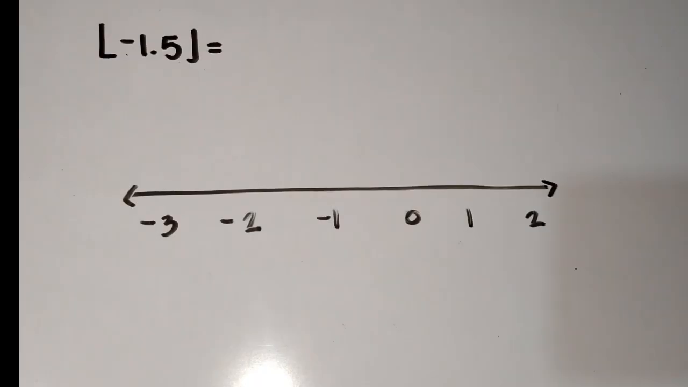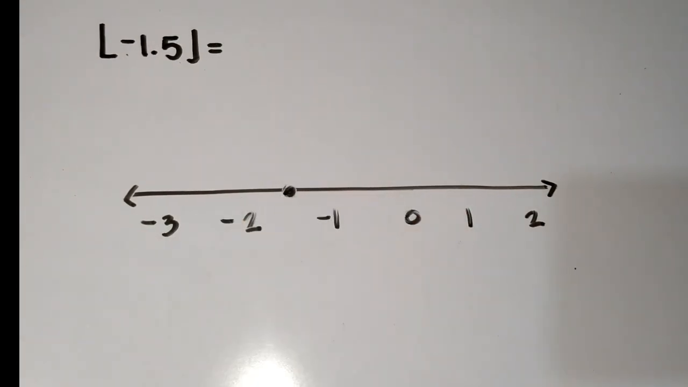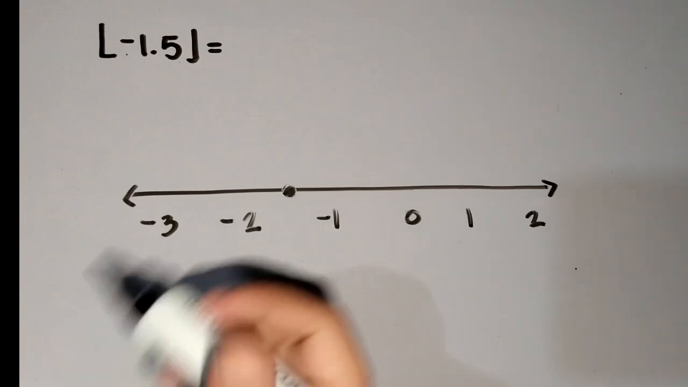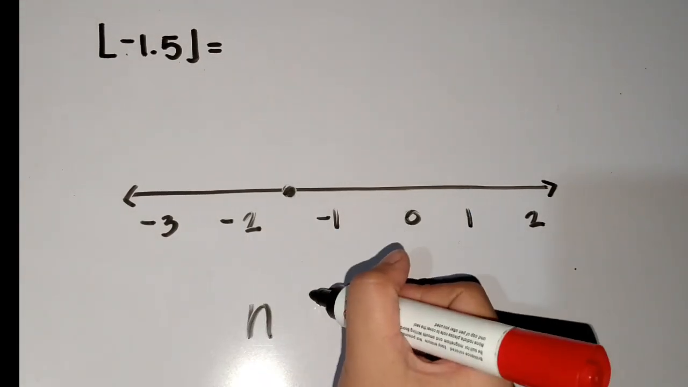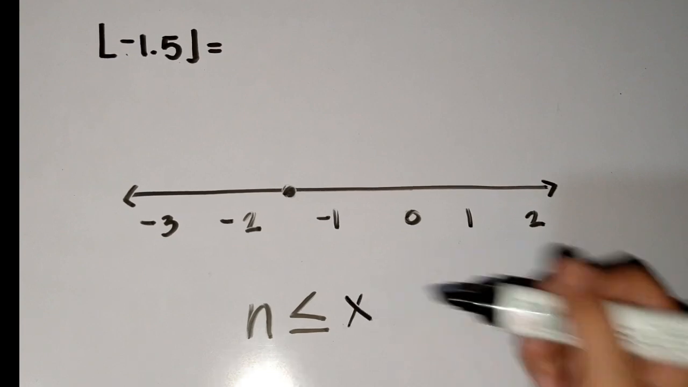Another one. Let's say the floor of negative 1.5. If we plot negative 1.5 on the number line, it can be found between negative 1 and negative 2. Now in the definition of the greatest integer function, an integer should be less than or equal to the given number x. We have n must be less than or equal to x.